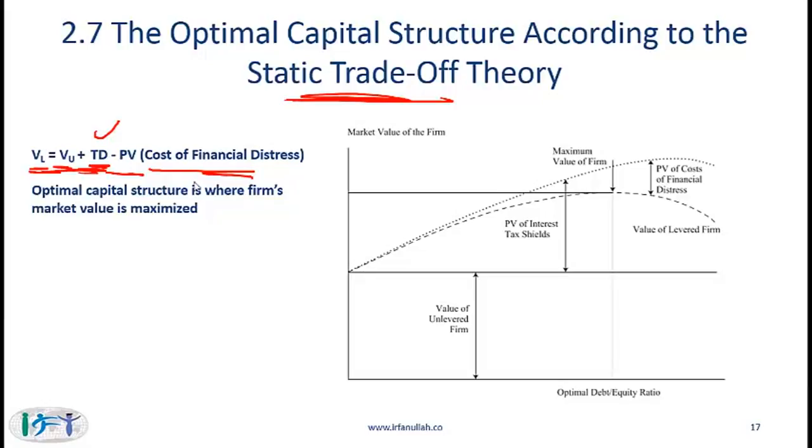So will that reduce the value of a firm? It will. By how much? We are not going to get into the exact number, but we know that there is some present value associated with the cost of financial distress. That present value is the amount by which the value of the firm comes down.